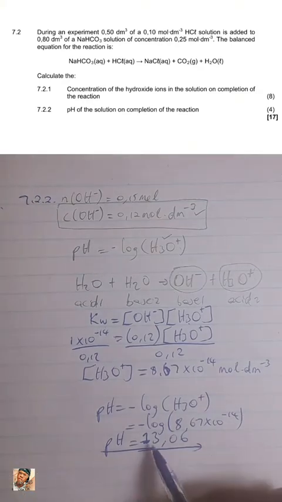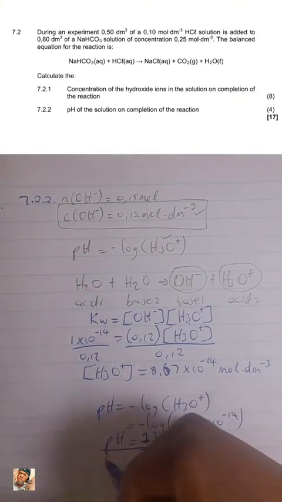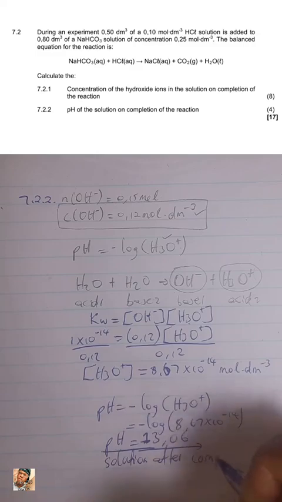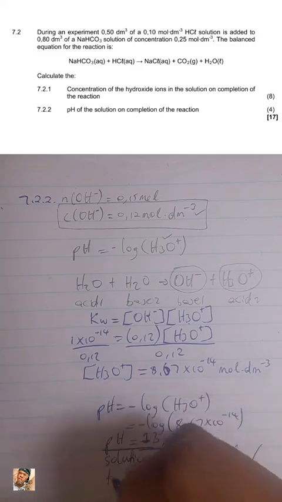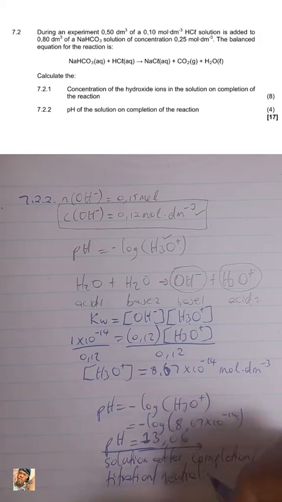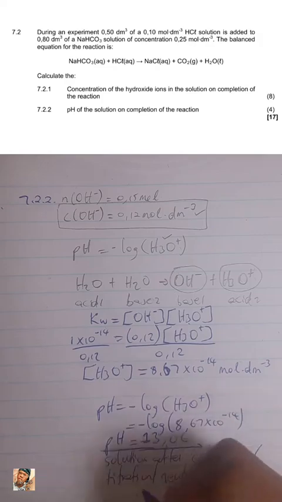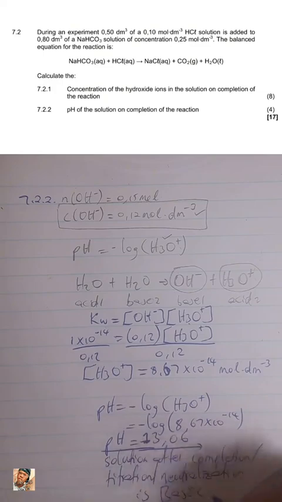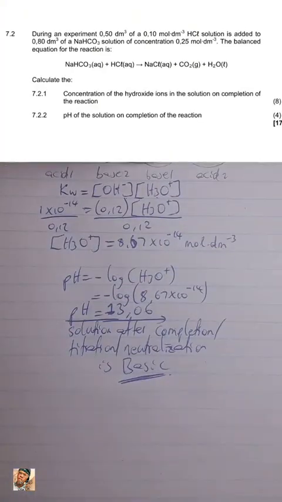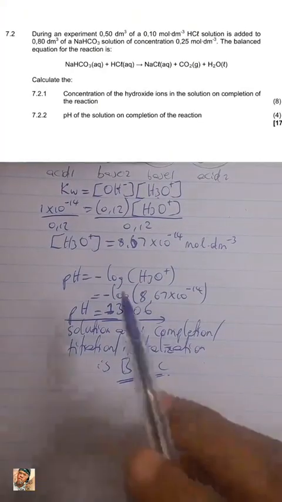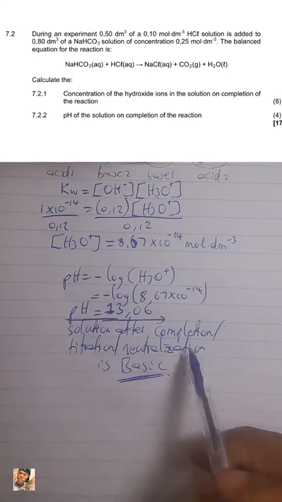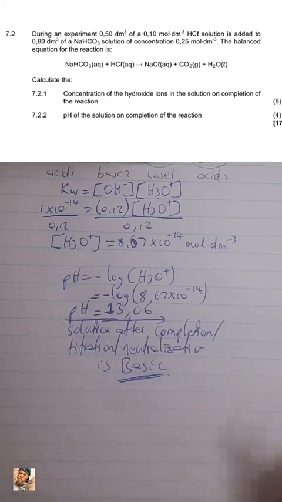So what does the pH of 13.06 tell us? It tells us that the solution after completion, or after titration, or after neutralization, is basic. It is so nice when you know all these terms. Okay, so the pH of 13.06 means that the solution after completion or titration or neutralization is basic. Why is it basic?